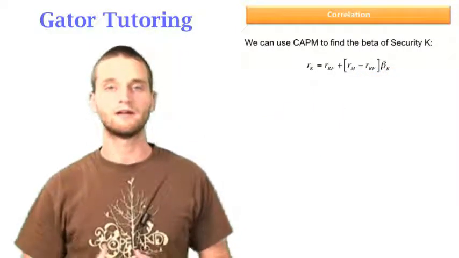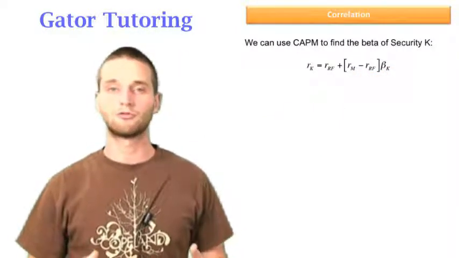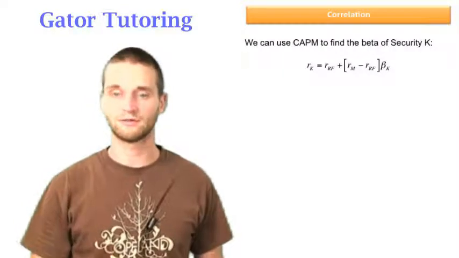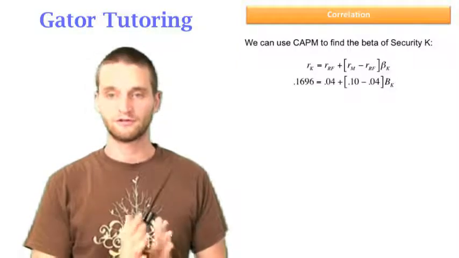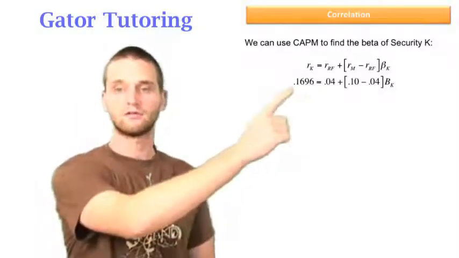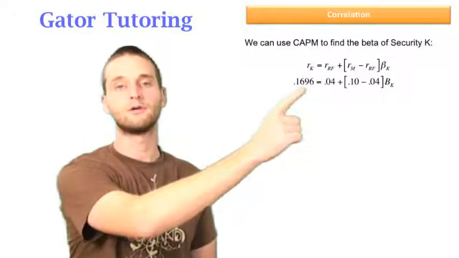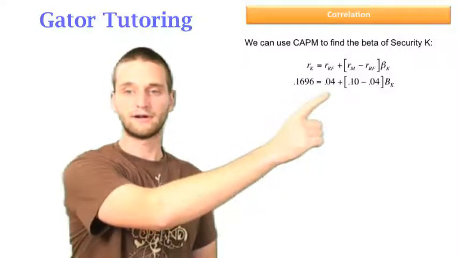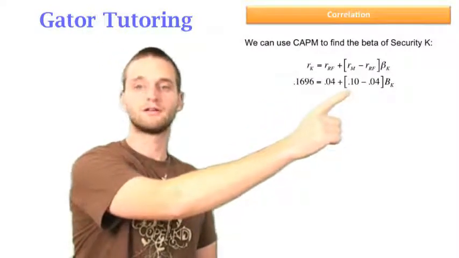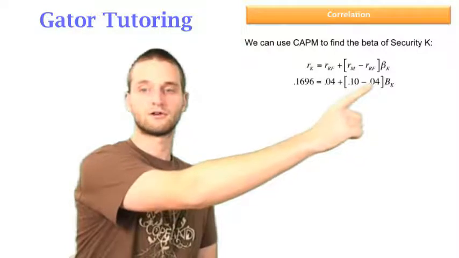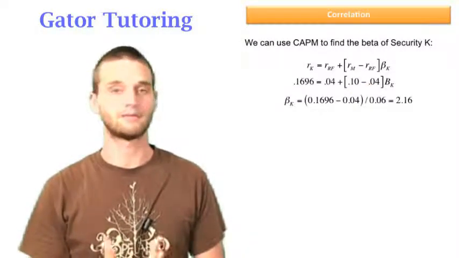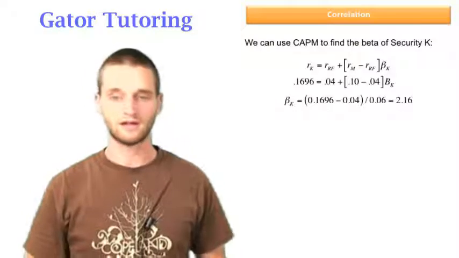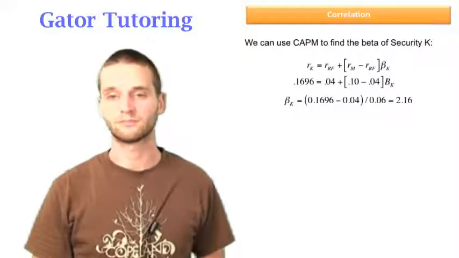And again, that beta is a multiplier. It measures how risky the security is relative to the market. So we plug in all of our numbers, and we just solve for beta. So we're given that security K expects to return 16.96%, and the risk-free rate is 4%. The return on the market is 10%. We plug in the risk-free rate right here again, and if we rearrange this equation and solve it for beta sub K, we find the beta on security K is equal to 2.16.